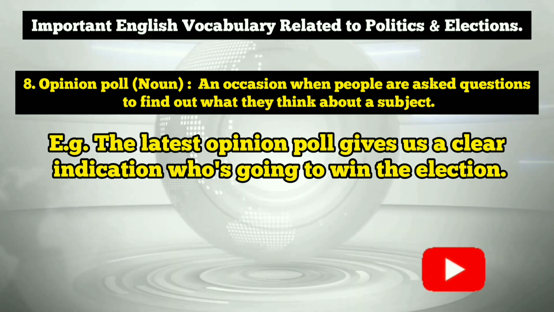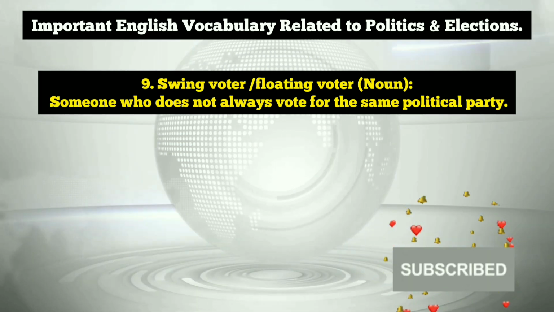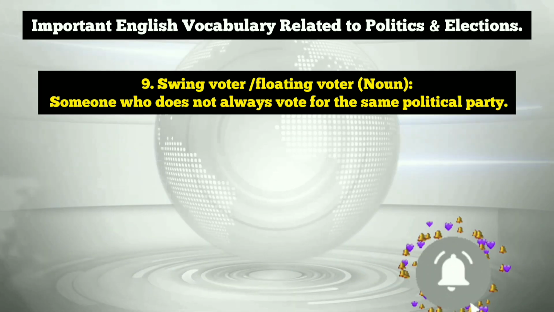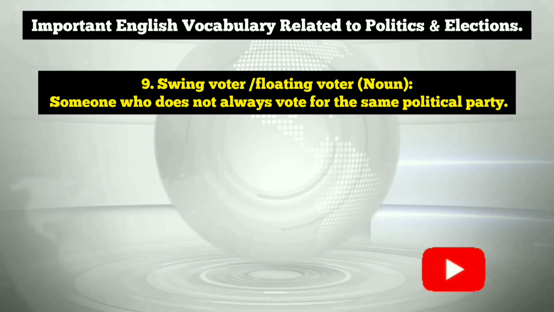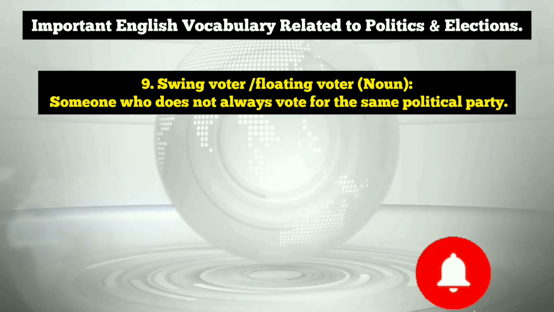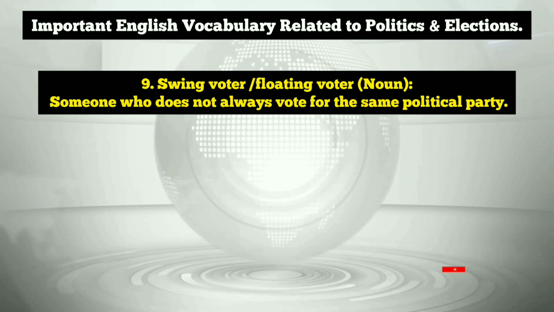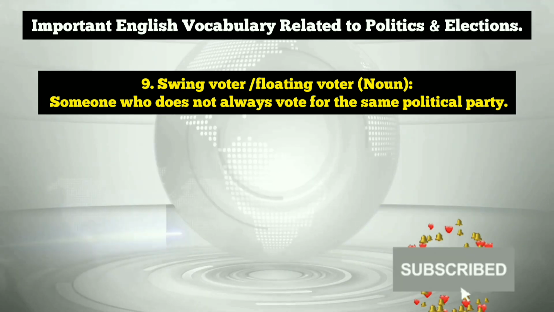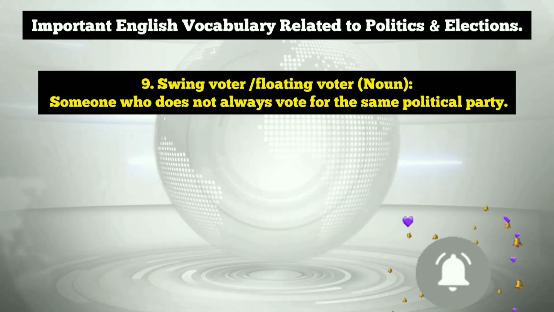Up next, we will dive into the next one, that is the ninth one, that is swing voter or floating voter. It is a noun. Swing voter or floating voter in terms of election is someone who does not always vote for the same political party and they change. So let me show you how to use it.